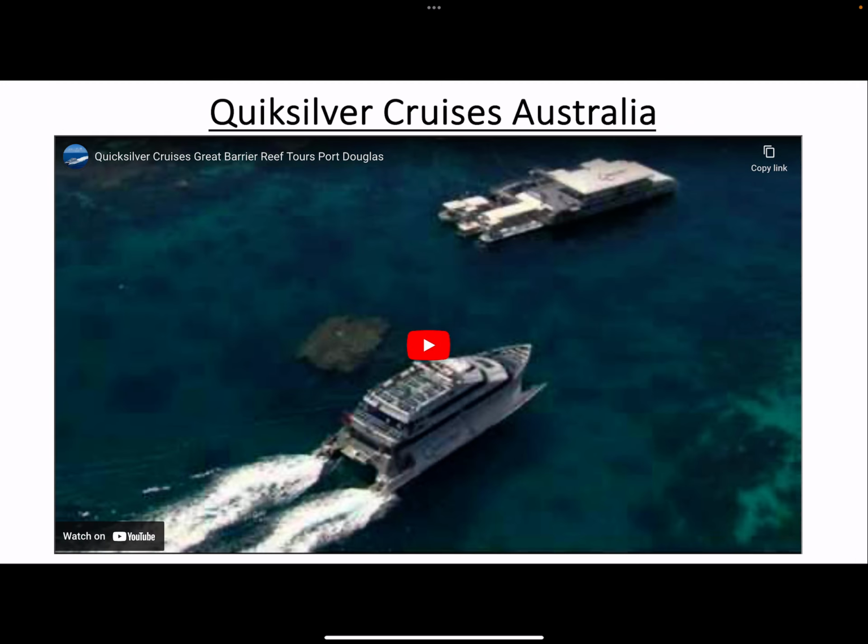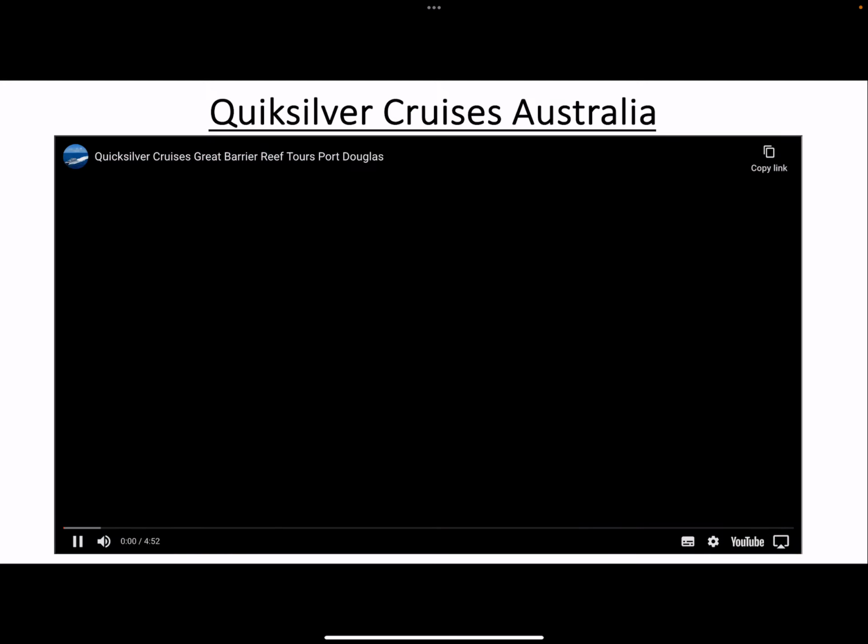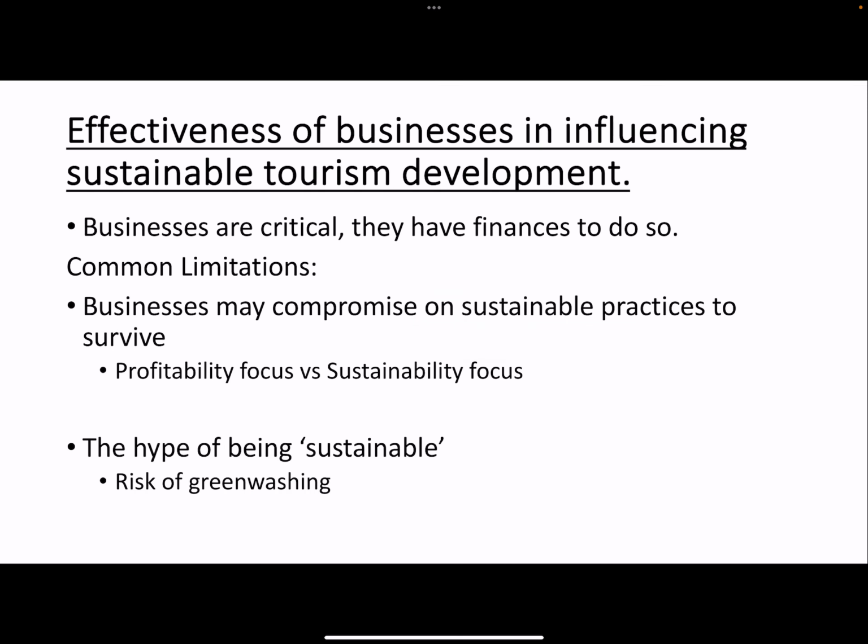So Quicksilver Cruises is one of these examples that is in your SLS guide as well as in the textbook itself. They are an environmentally friendly Great Barrier Reef tour guide company that guides people to the Australian Great Barrier Reef off Cairns, with an aim to introduce a more environmentally friendly approach to tourism here. Okay. So once again, this is in the channel. Please go and watch this on your own.